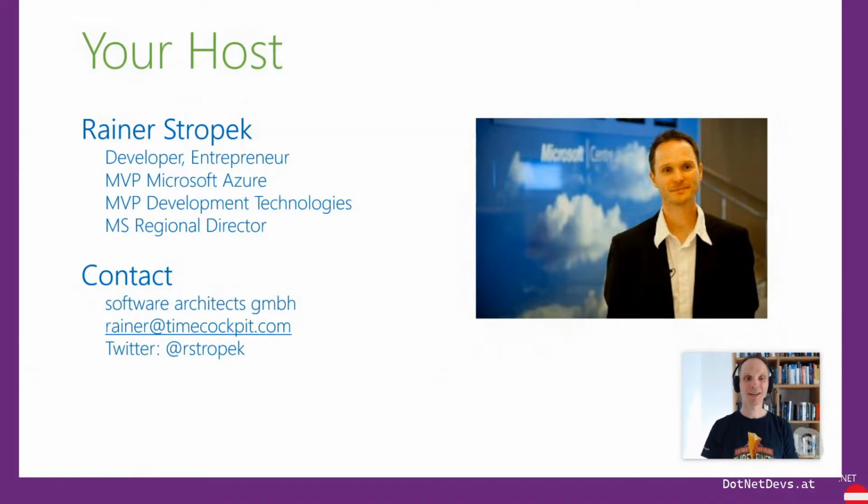My name is Rainer Stropek. I'm a developer. I'm an entrepreneur. I have a small company which is called Software Architects. This company helps small, medium, and large companies to be successful in the cloud. I personally do a lot of work in Azure. Therefore, I'm an Azure MVP, a developer technology MVP, and a regional director. And if you want to get in contact with me, best is to either send me an email or contact me via Twitter. Here on this slide, you have my Twitter handle.